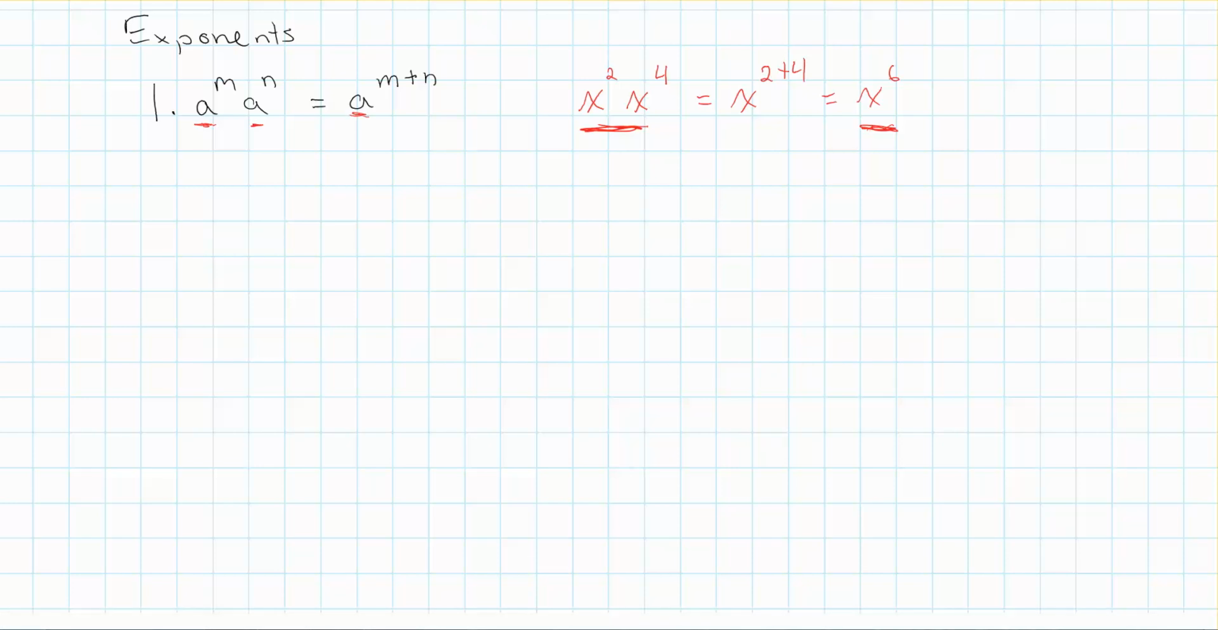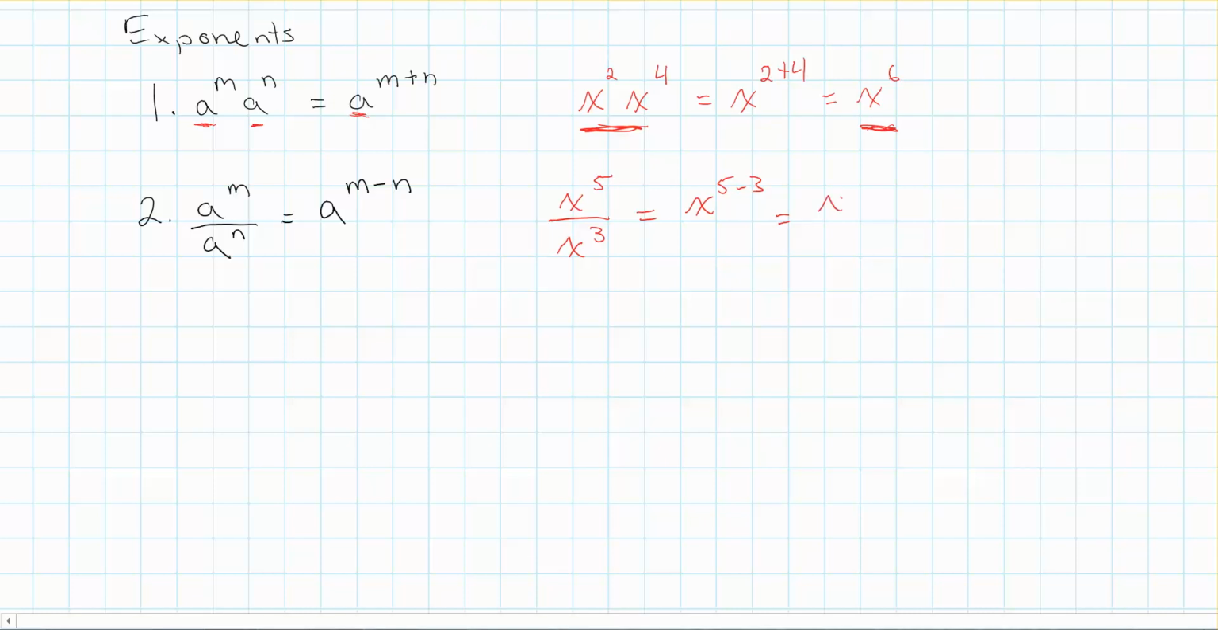So the next one is if we have a to the m divided by a to the n. As you may guess, it's going to be exactly the opposite of the first rule, in the sense that we're going to get a to the m minus n power. And again, if we do a quick example, we could do x to the fifth power over x to the third power, which would be x to the 5 minus 3, which would simply be x squared. And again, you can skip that middle step and just arrive at the final answer.